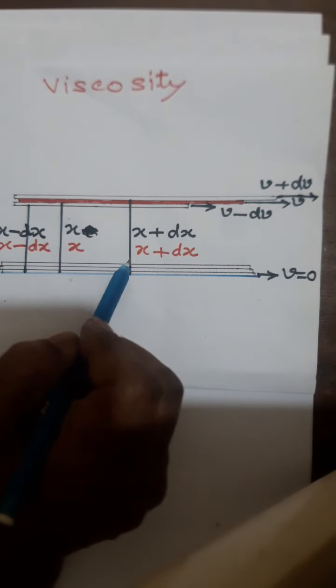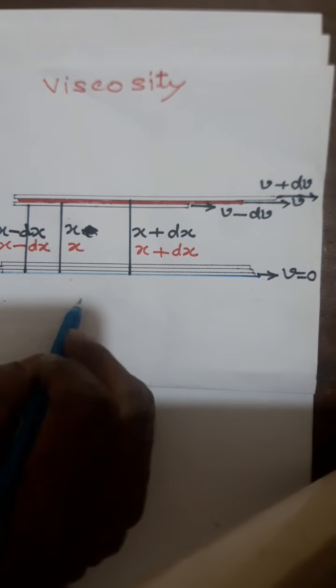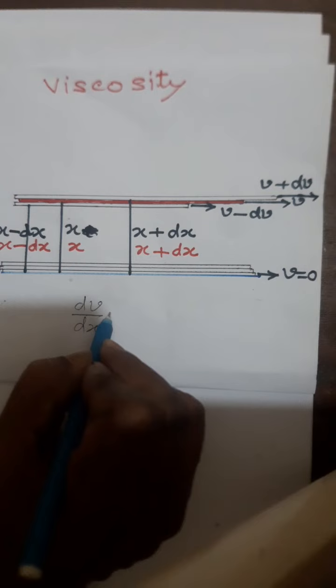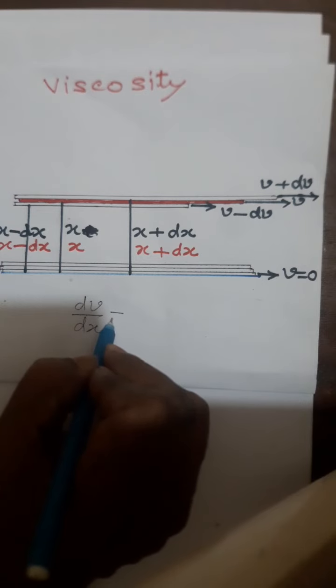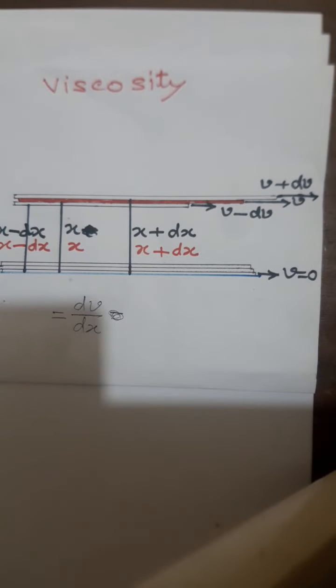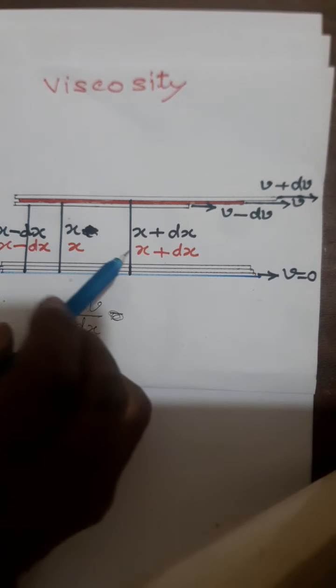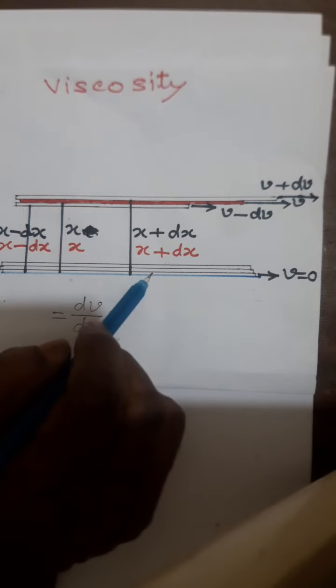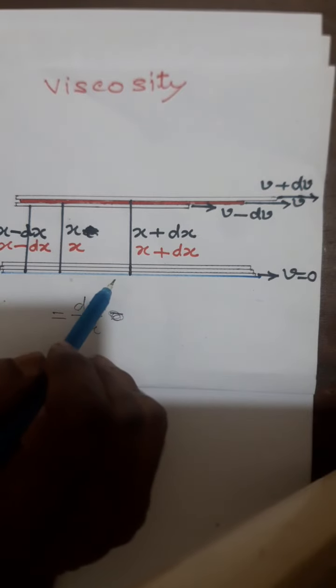That is, the velocity gradient is dv by dx. The upper layers have larger velocities than the lower ones. The velocity of the lowest layer in contact with the river bed is 0.